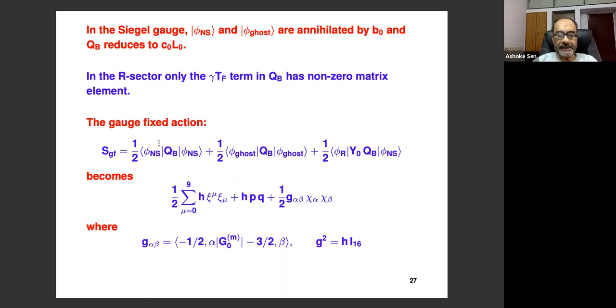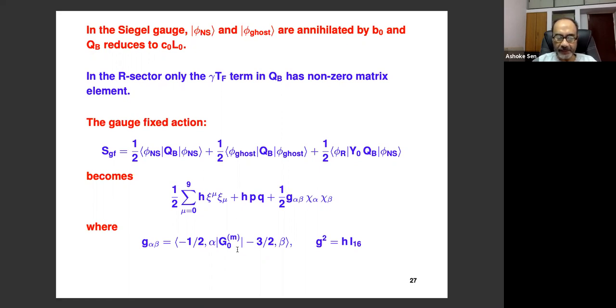But what one finds in the Siegel gauge, because this phi NS now satisfies b0 on phi NS equal to 0, and the Ramond sector of course automatically satisfies b0 on phi R equal to 0, is that the action now takes a simple form, which is given here. So basically Q_B reduces to L0, c0, L0 in this sector. And so this matrix element basically picks up the L0 eigenvalue, which is h. So this becomes half times h xi mu, this becomes h p q, and this becomes half G alpha beta chi alpha chi beta.